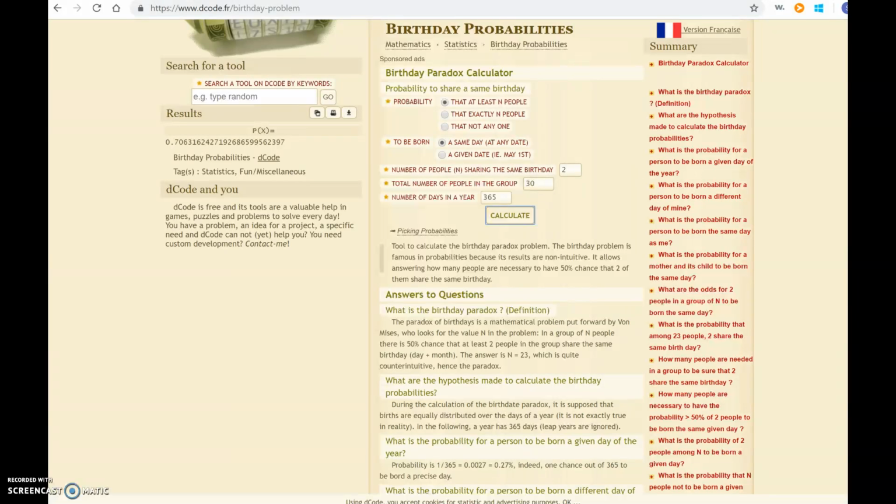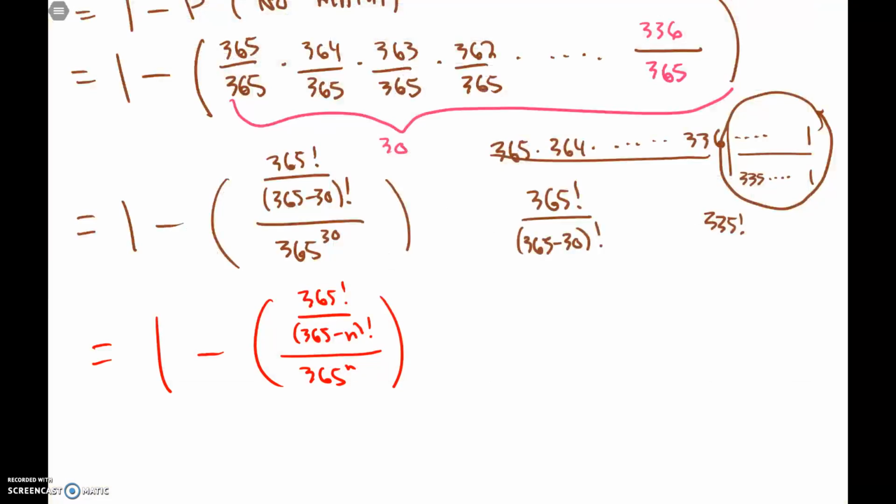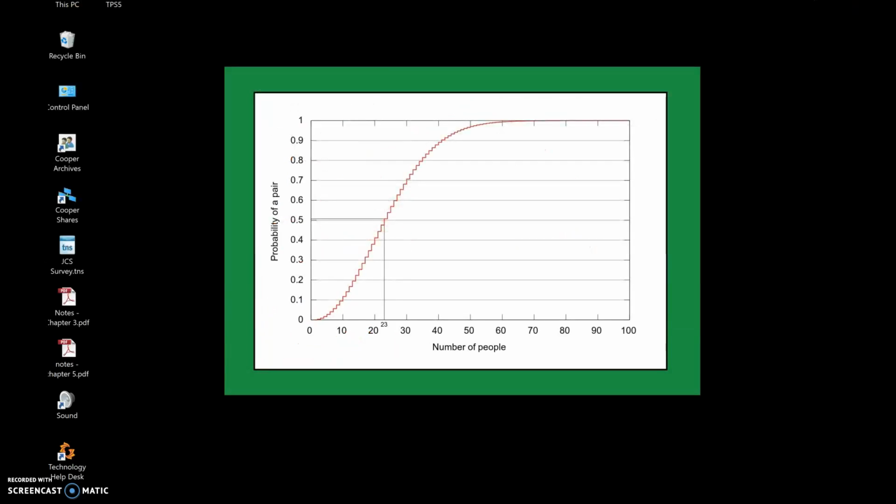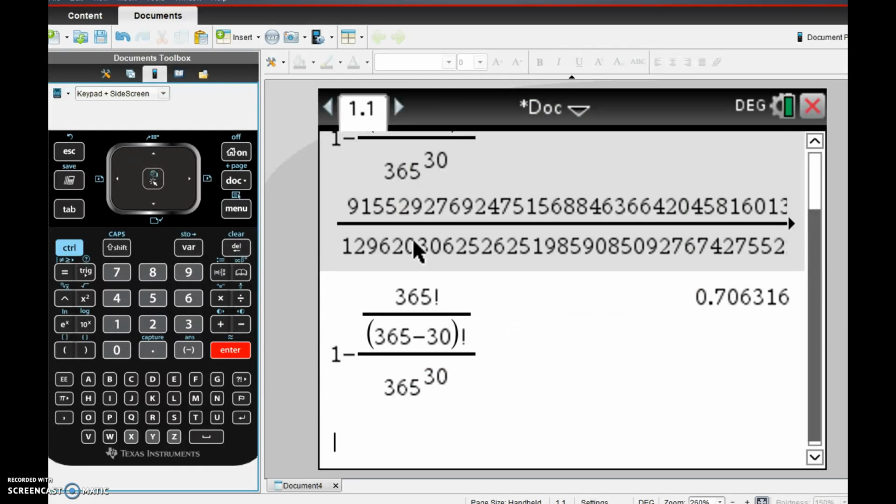I found an applet, there's a ton of calculators out there, but if you put in 30, it calculated the probability as 70.6%. So that matched up with that page. It also matched up with this right here. If you project up, I think in class I had a hard time getting it projected up like that, but it looks like it's actually below 70, but whatever, it's 70. I calculated it. Okay.